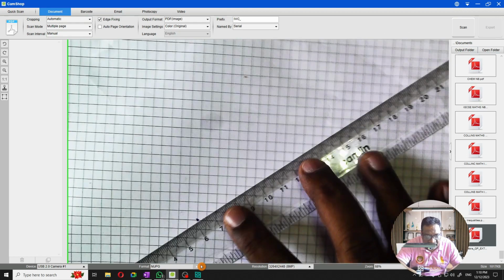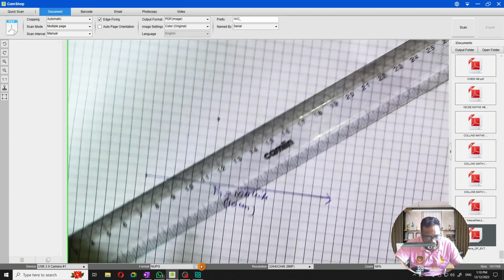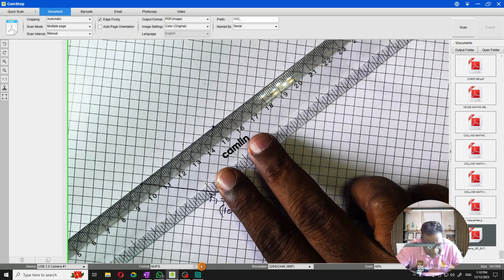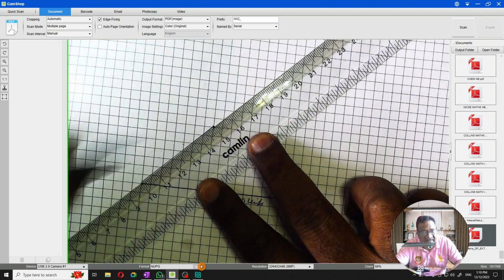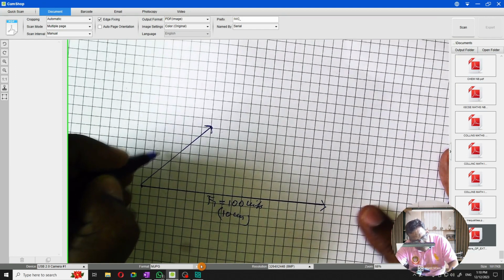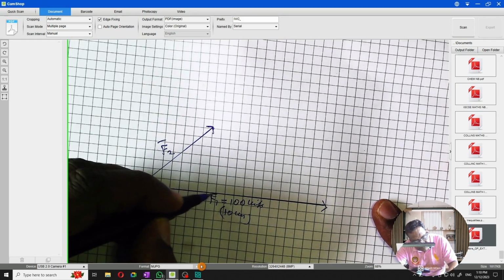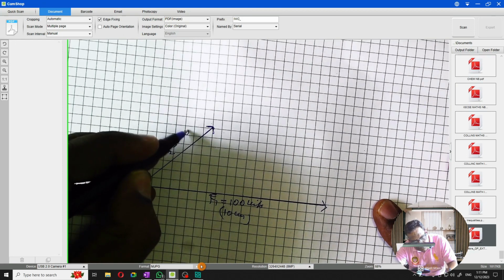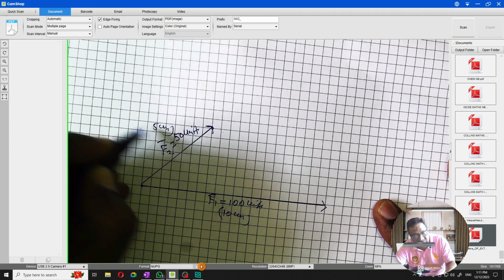So what I'll do is I'm going to take 5. From 10 to 15 I'm taking, right? That will make it 5. This is my F2, and I have taken it as the F2 vector. This was the F1 vector. This F2 is 50 units, and it works out to 5 centimeter according to scale.